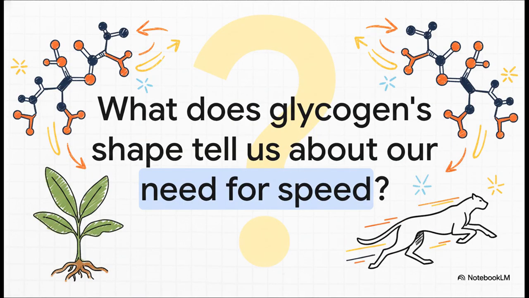And that kind of leaves us with a final thought to chew on. The very shape of our energy storage molecule is optimized for rapid-fire release. Plants, they're stationary. They can get away with a less branched, slower release system like starch. But for animals, this highly branched glycogen is just this beautiful piece of biochemical engineering that reflects a fundamental truth about us. Sometimes you just need energy, and you need it right now.